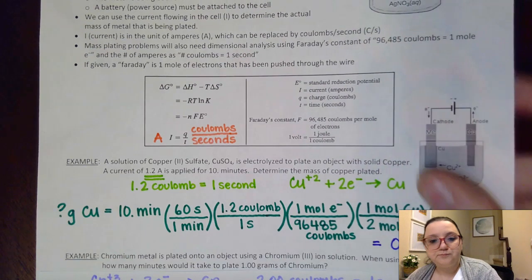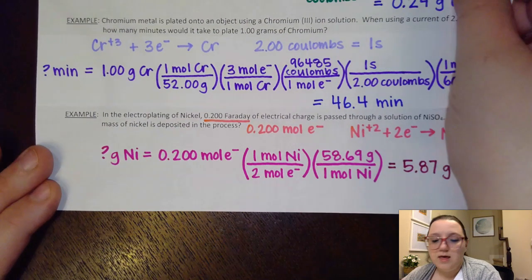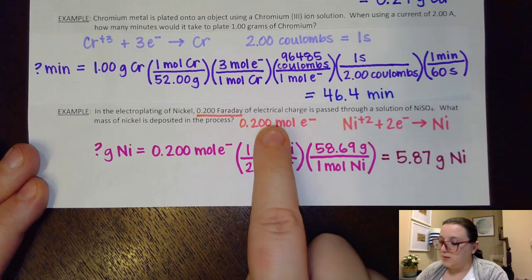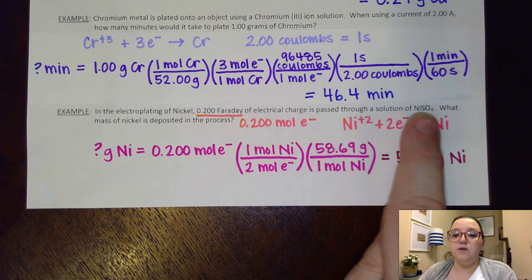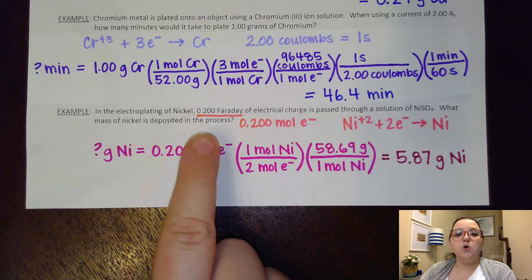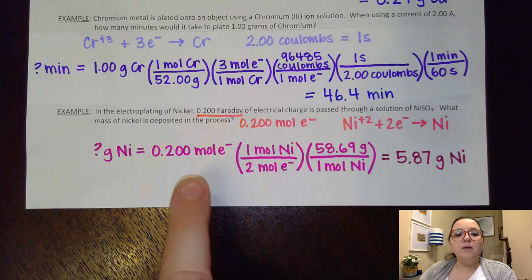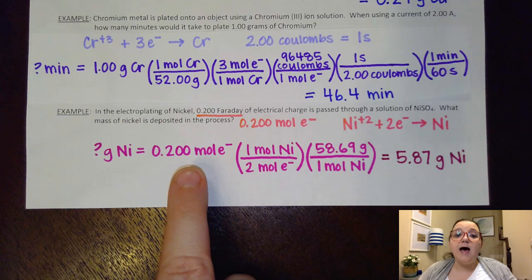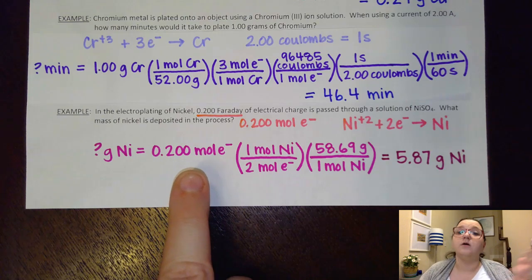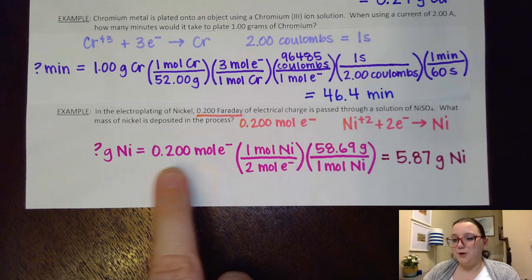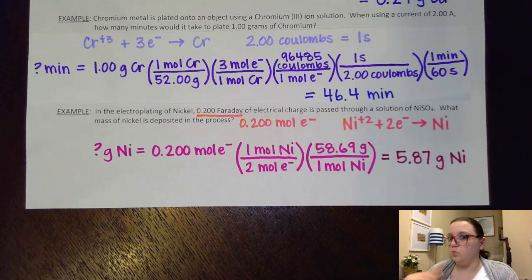And so it says here, in the electroplating of nickel, 0.2 Faraday of electrical charge is passed through a solution of nickel sulfate. What mass of nickel is deposited in the process? So this 0.2 Faraday, I'm going to interpret that as 0.2 moles of electrons that I'm trying to push through the wire in this electrolytic cell. Okay. Now, starting here actually means this work is way shorter than these other problems we did up here.